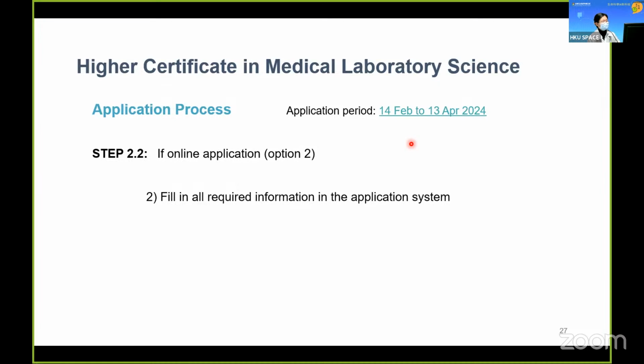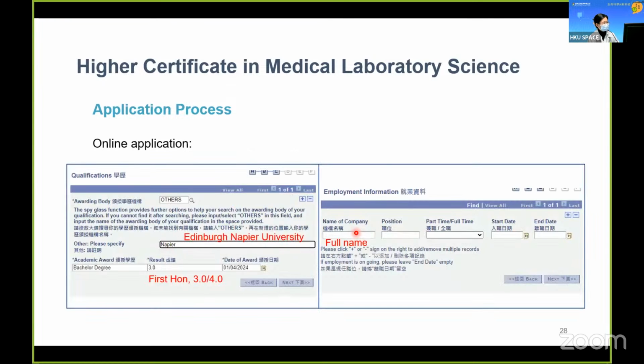So the reason why you only need to fill from part 6 on the application form is that all the other information will be filled in on the online application system. In the second step, you need to fill in all the required information. They are very similar to the application form. You need to fill in the qualification and your employment information.